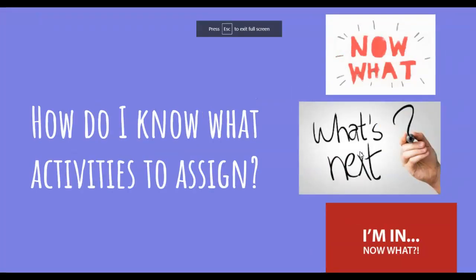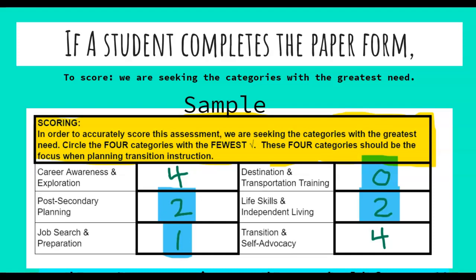So the student does the transition planner, then what's next? How do I know what activities I should be assigning to these students? So if a student was to complete the paper form, to score this, what we're wanting to do is to see the categories that the student has the greatest area of need.